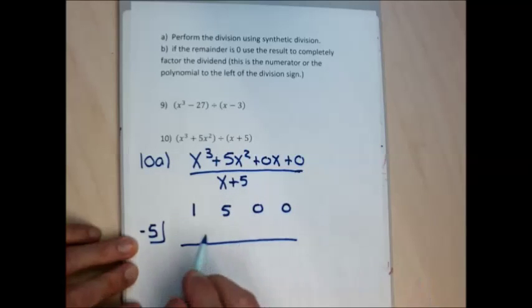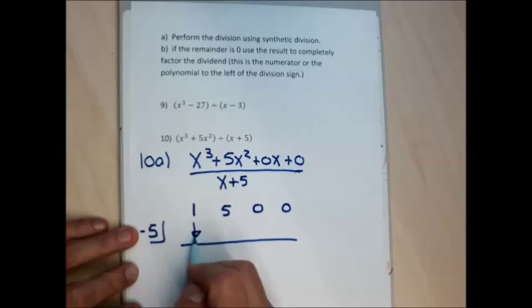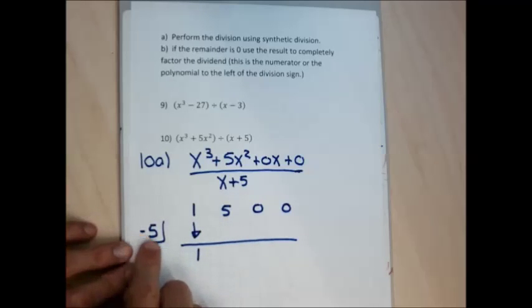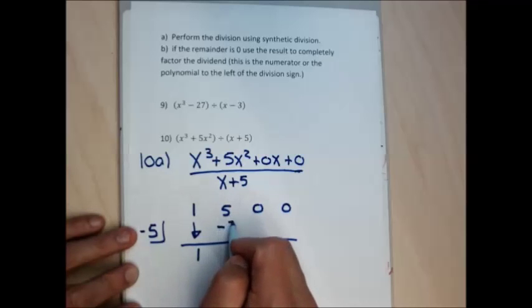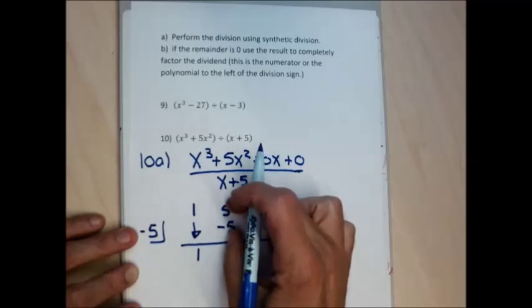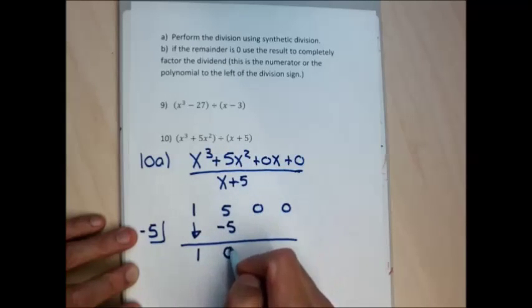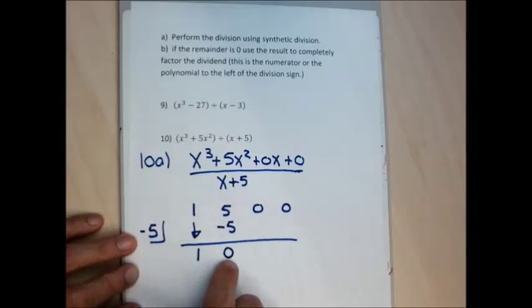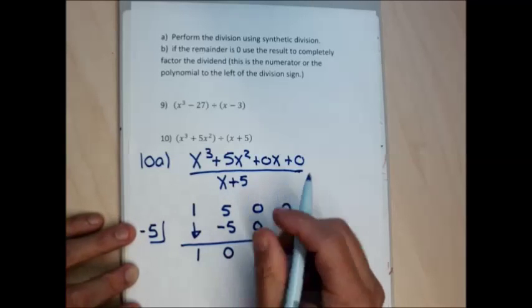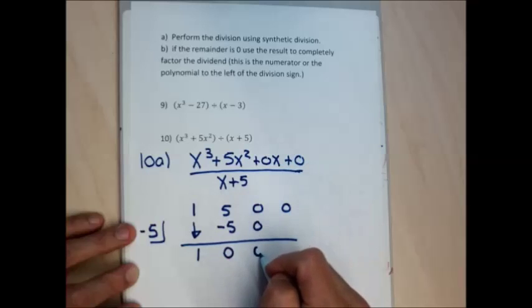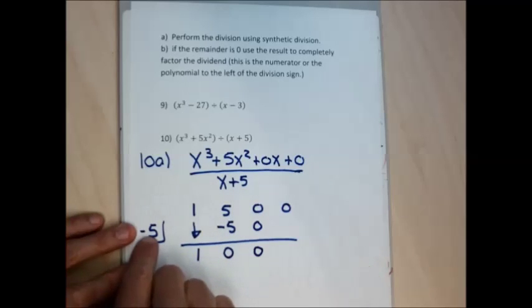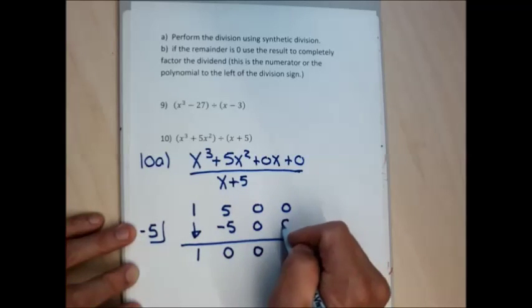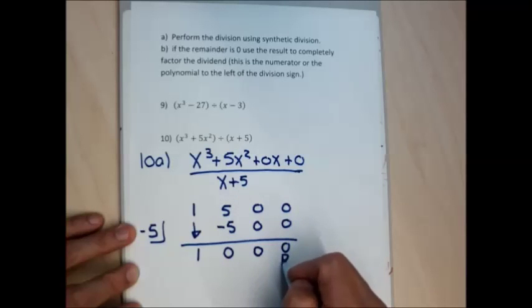Now I'm going to do my synthetic division. I'm going to bring down my 1. I'm going to multiply negative 5 times 1 is negative 5. Combine, 5 and negative 5 is 0. Multiply, negative 5 times 0 is 0. Combine, 0 plus 0 is 0. Multiply, negative 5 times 0 is 0. Combine and get 0. This is my remainder.